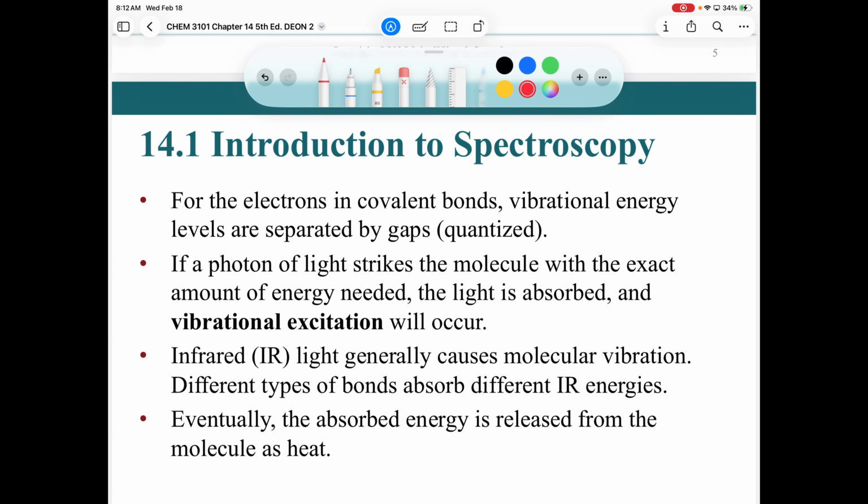So when a photon of infrared light strikes a molecule with the exact amount of energy needed, light is going to be absorbed and a vibrational excitation will occur. So we're going to have our bond that's going to be stretching back and forth because bonds are not static. It's some certain frequency. Then it's going to absorb just the right amount of energy and it's going to start vibrating faster. Okay, it's going to go to a higher energy level. And so infrared light generally causes molecular vibration. Different types of bonds absorb different IR energies. Ooh, that's kind of interesting.